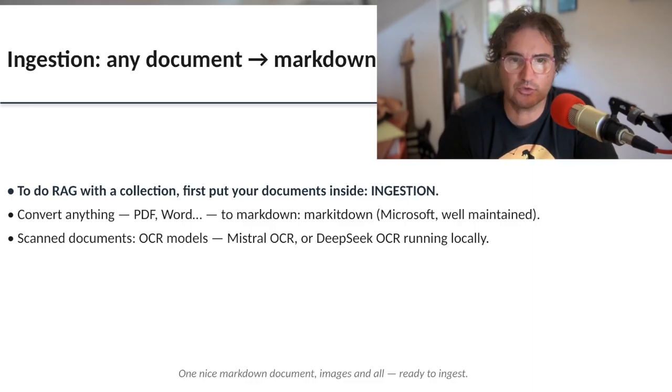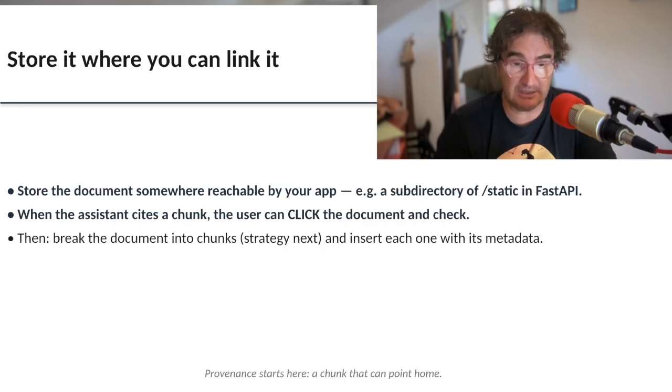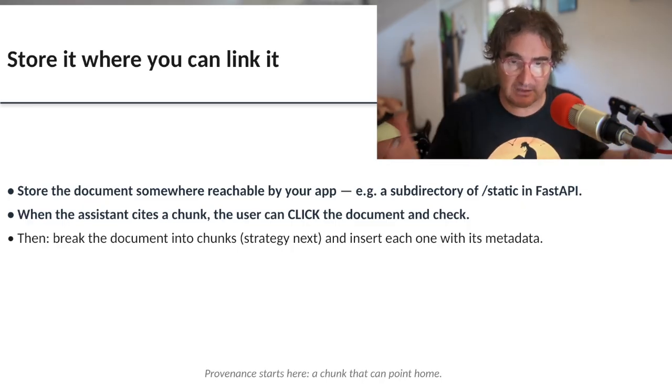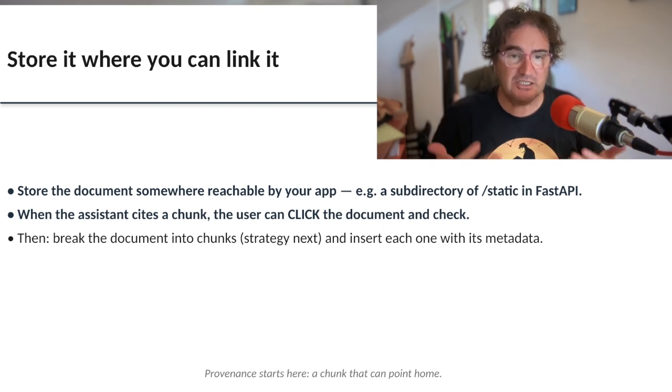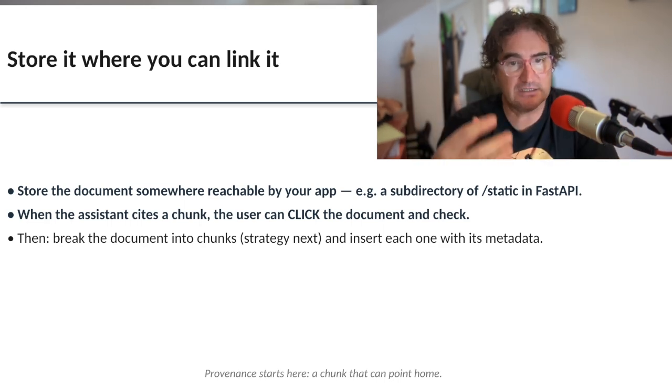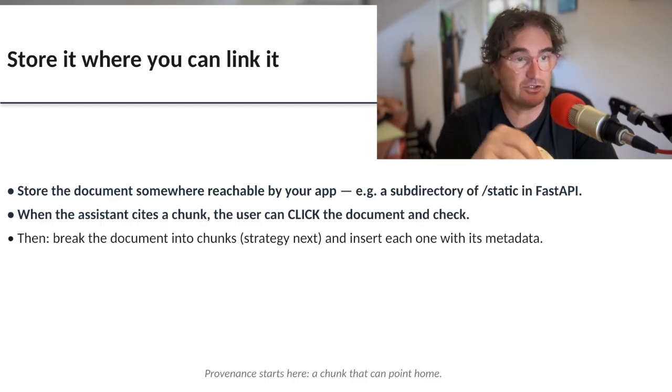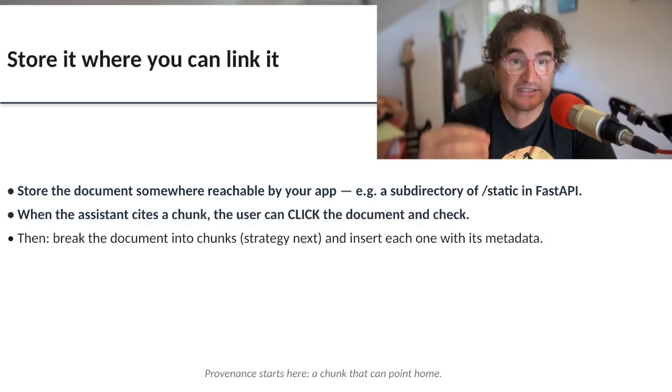We can also use OCR models like Mistral OCR or DeepSeek OCR, which locally do very good OCR of documents, and then you can get a Markdown document with all the images and everything. And then we have a nice Markdown document that we're going to ingest. What we're going to do with this document is store it in some part of our system, somewhere that we can access it via web.